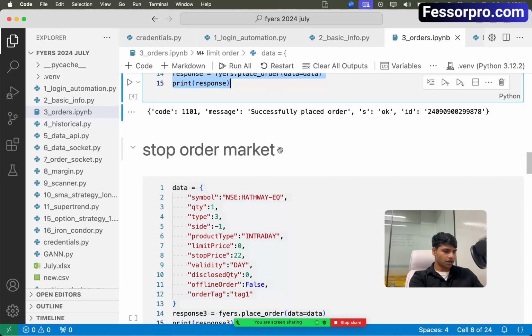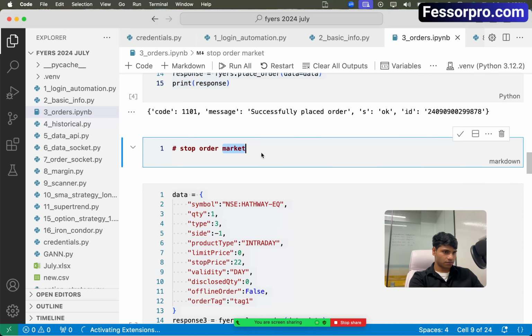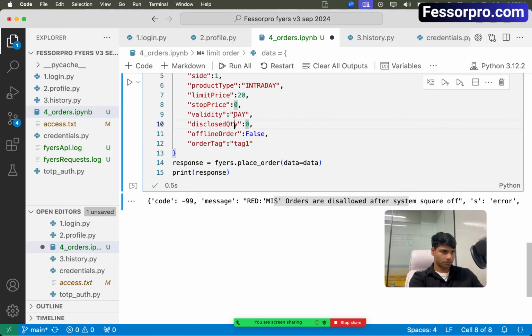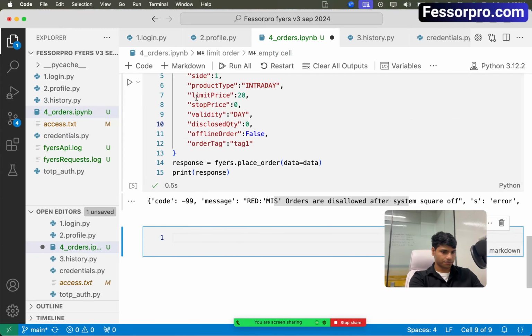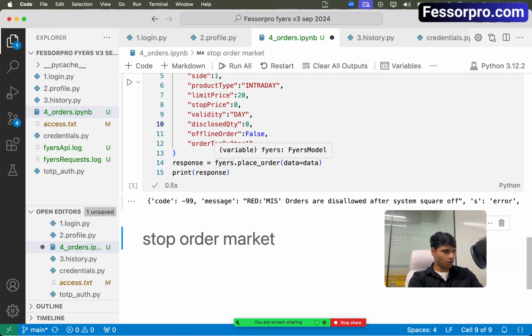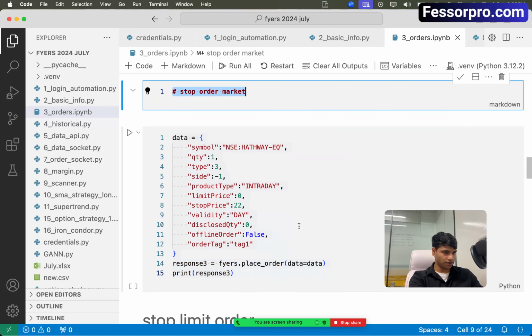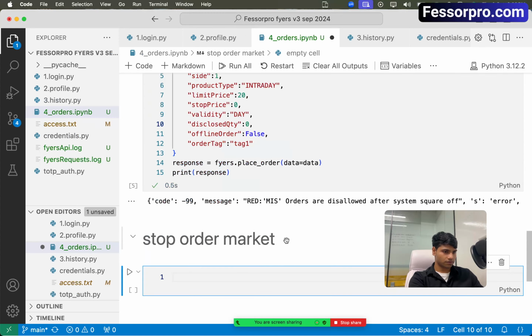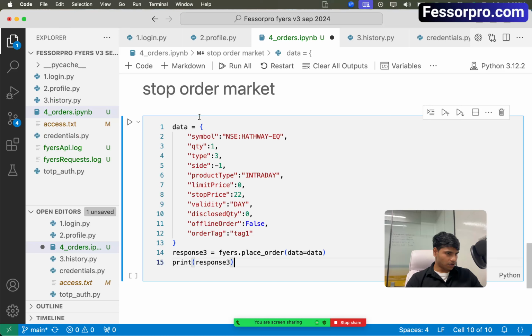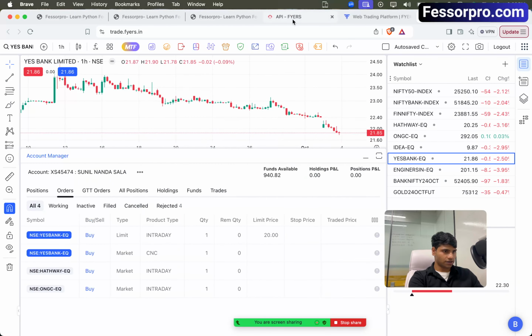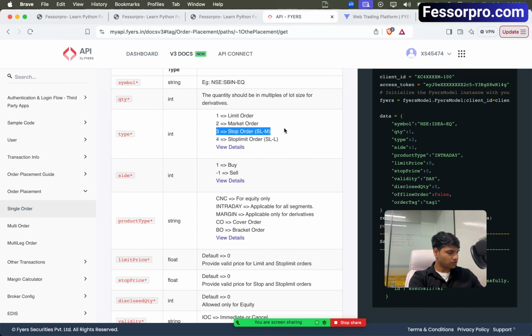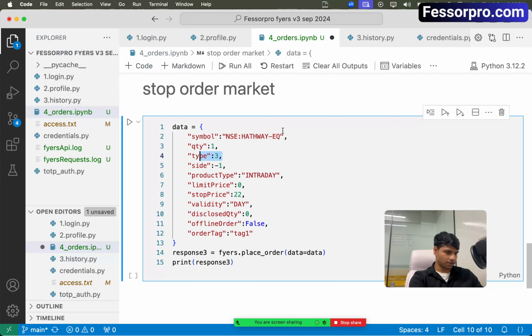Now let's take a look at stop order. Now there are two stop orders. One is stop order market and one is stop limit order. First I'll show you stop order market, how it looks and how the code is different. When you're placing a stop order market, type will be 3. You can look at the documentation. When you write type equal to 3, it means it is stop market order.